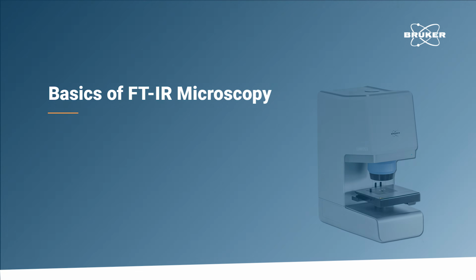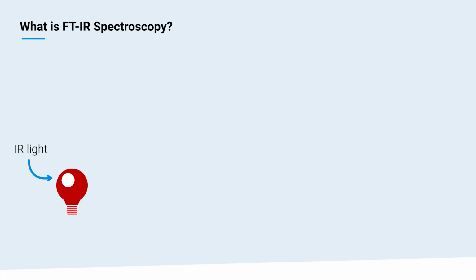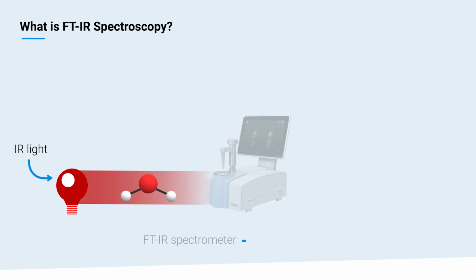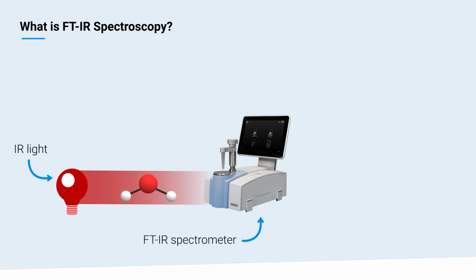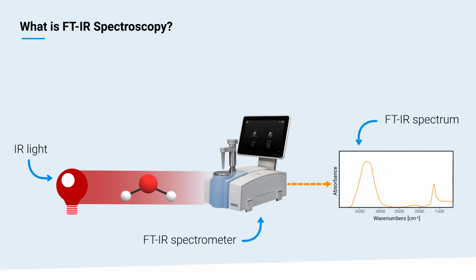Before we dive into what FTIR microscopy is, we need to have a basic understanding of FTIR spectroscopy first. FTIR spectroscopy uses infrared light to identify chemical species. We shine the IR light on our sample, and the IR light interacts with the molecules or compounds in that sample. This interaction is detected by an FTIR spectrometer, and then that information is used to create an FTIR spectrum.